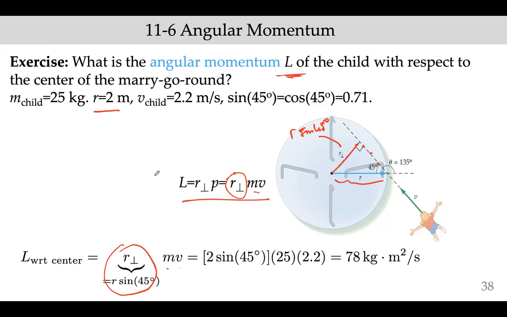So r is given to be 2 meters, sine 45, m is 25, and v is given to be 2.2. If you do this multiplication, you will find the angular momentum of the child with respect to the middle point of the merry-go-round is 75 kilogram meter squared per second. In the following slides, we will find the final angular speed of this merry-go-round by using momentum conservation. As I said, initially it has 0 angular speed, but because the kid is running and jumping on it, it will start rotating, in this case counterclockwise. In the following slides, we will find the final angular speed.